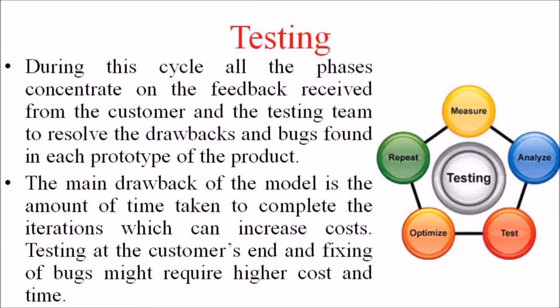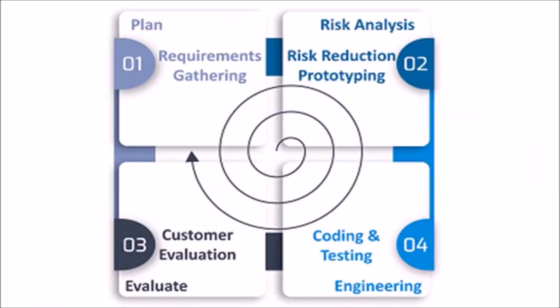The fourth phase is testing phase. In the testing phase, the customer receives the product and gives comments and suggestions which can help in identifying and resolving potential problems in the developed software. During this cycle, all the phases concentrate on the feedback received from the customer and the testing team to resolve the drawbacks and bugs found in each prototype of the product. The main drawback of this model is the amount of time taken to complete the iterations, which can increase the cost. Testing at the customer end and fixing of the bugs might require higher cost and time.